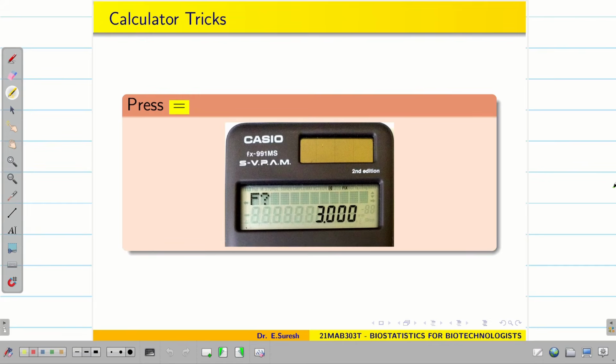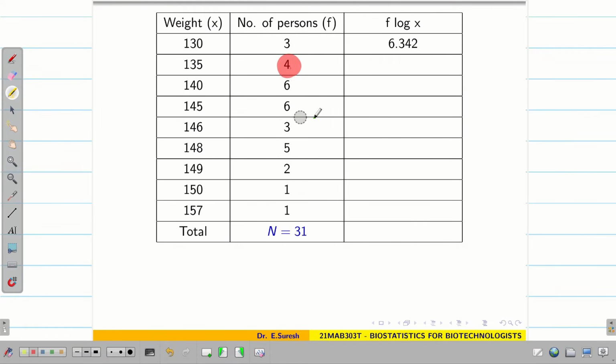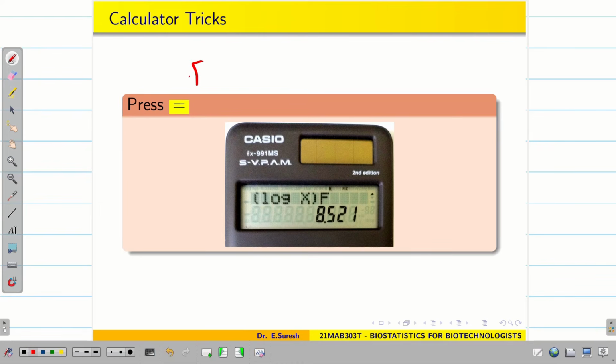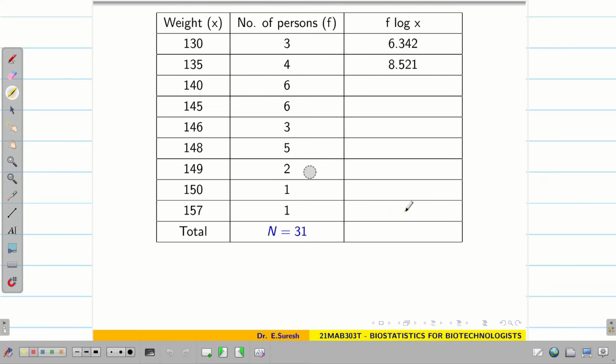Then it will ask for the F value. Go to the table. The corresponding F value for 135 is 4. So now press 4 in the calculator and press equal to. You can see the value for F log X, that is 8.521. Go to the table and fill this in.